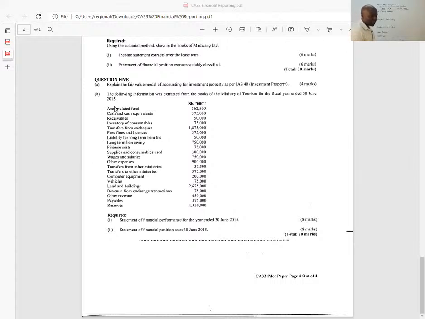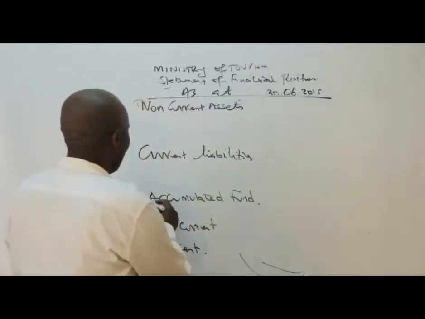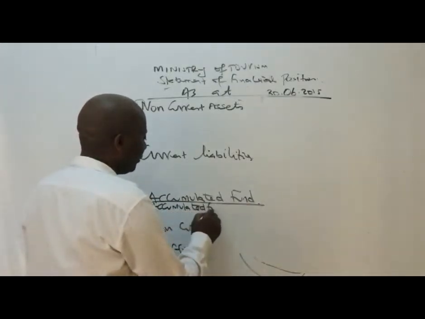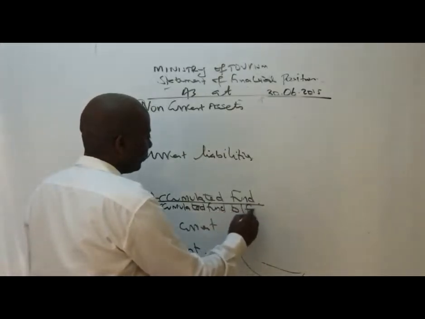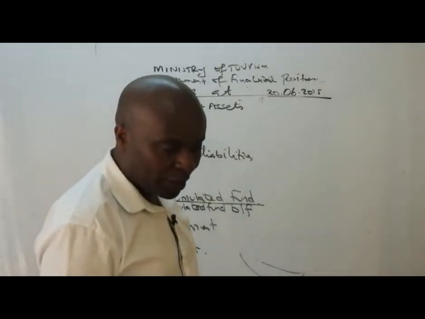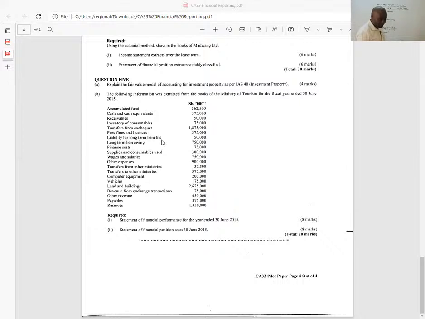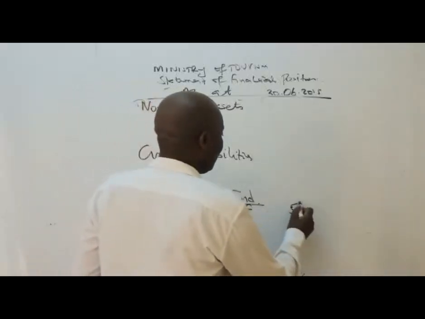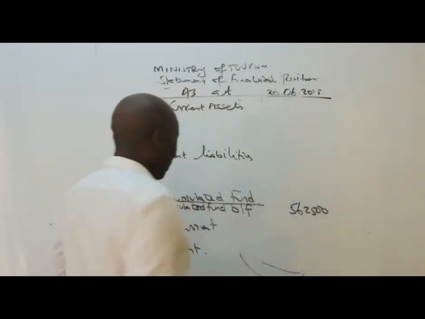So in this case, we have accumulated fund. This, we said, is straight away a statement of financial position. So we have here accumulated funds brought forward, which is 562,500. Great. We go to the second one.